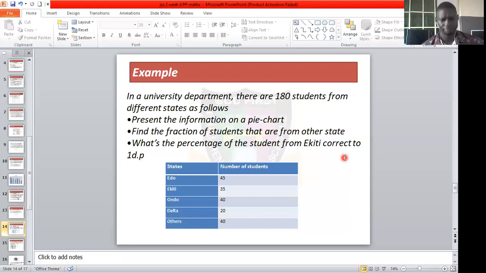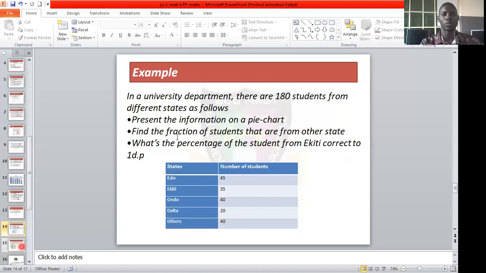So we have: number 2 says find the fraction of the students that are from other states. Number 3, what is the percentage of the students from Ekiti, correct to one decimal place? So first thing, we have to represent the data in a pie chart. If you want to break it into a pie chart, you have to first get your degrees accurately.